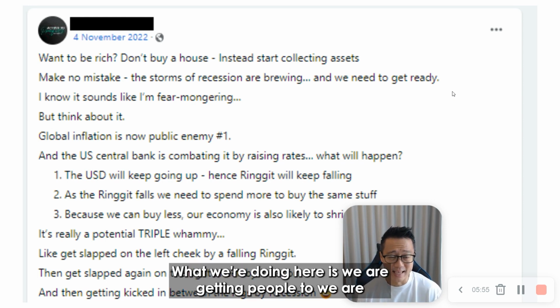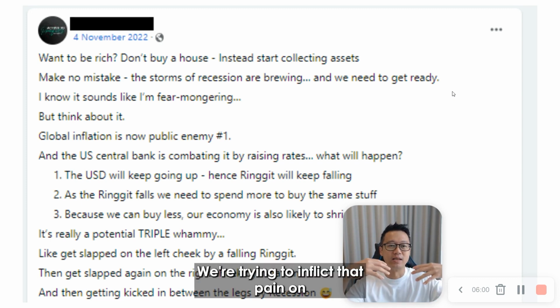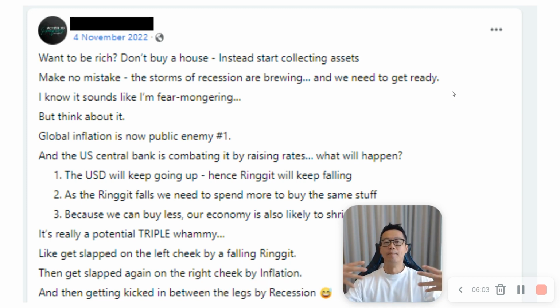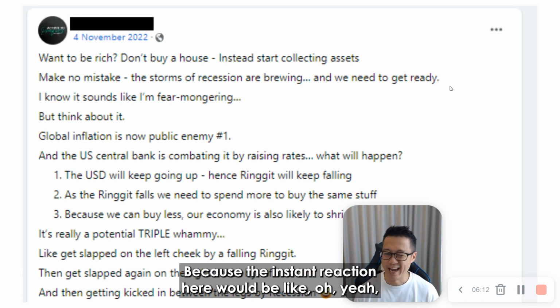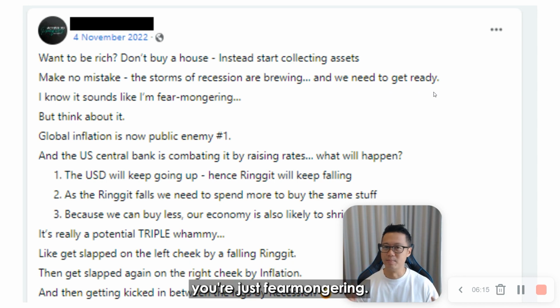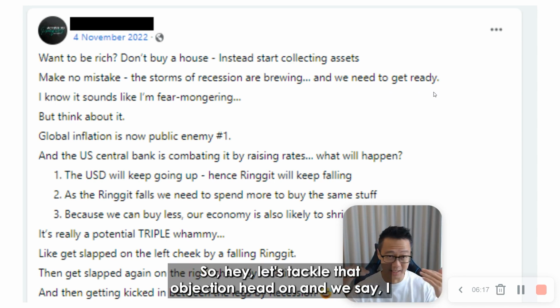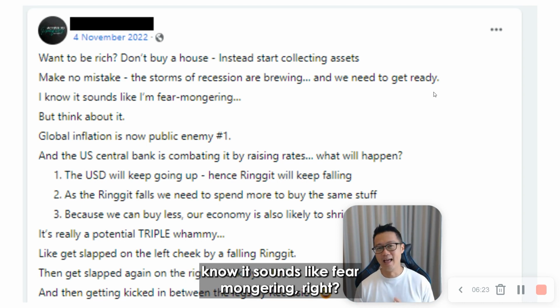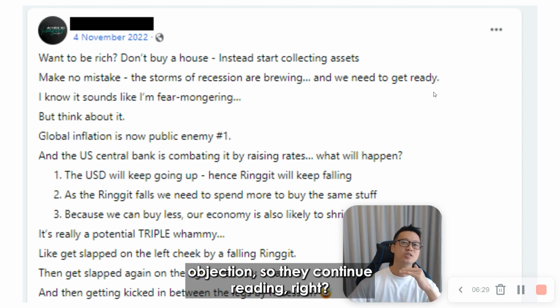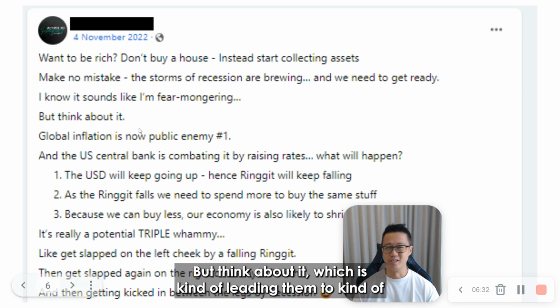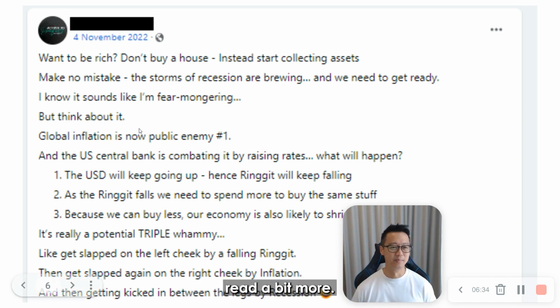What we're doing here is we are inflicting pain, right? We're trying to inflict that pain on people who are reading it. Okay. And we address the objection, right? Because the instant reaction here would be, oh yeah, you're just fear mongering. So hey, let's tackle that objection head on. And then we say, I know it sounds like fear mongering, right? And that basically gets people, oh, okay, that addresses the objection. So they continue reading, right? But think about it, which is leading them to read a bit more.